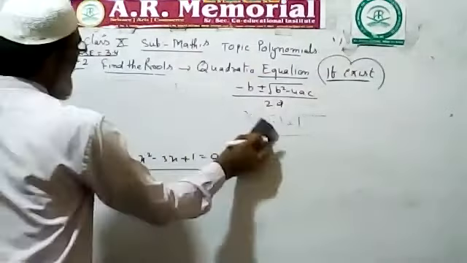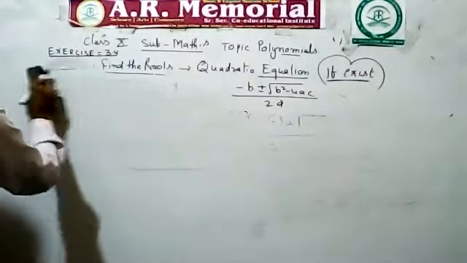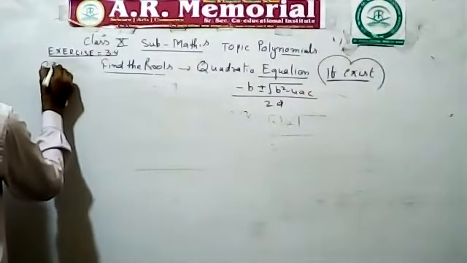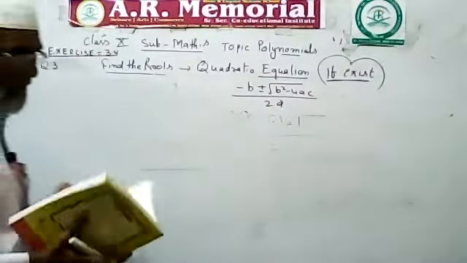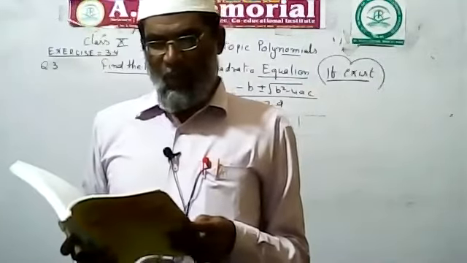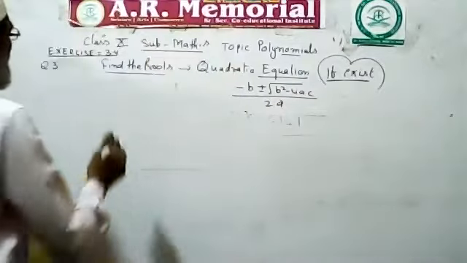I will change the question here. Question 2 is completed. Now I am taking question number 3. Yes, I am reading here. Listen, you have the book. Look into the book. Find 2 consecutive positive odd numbers.